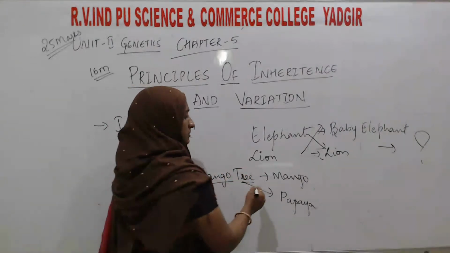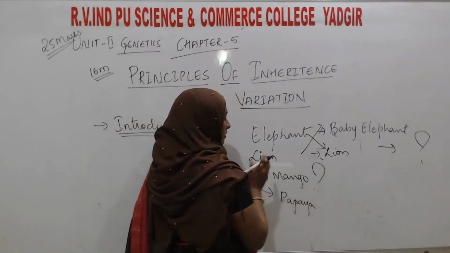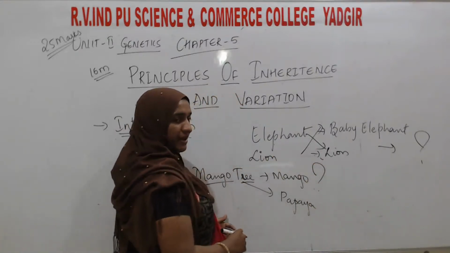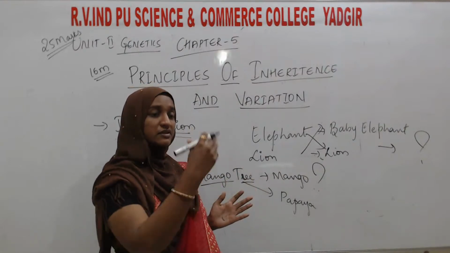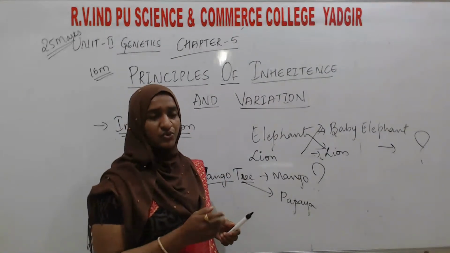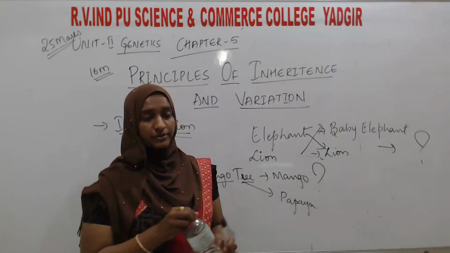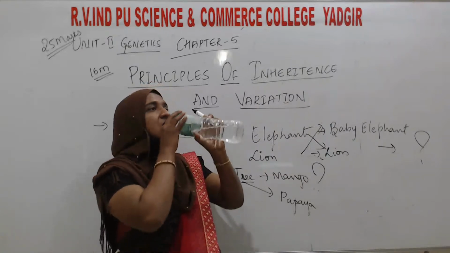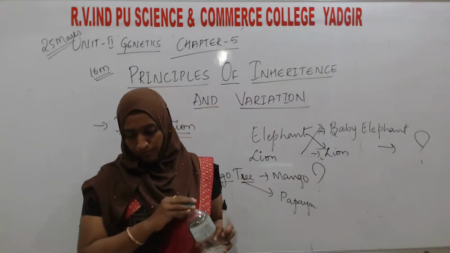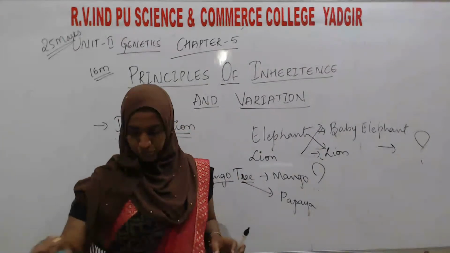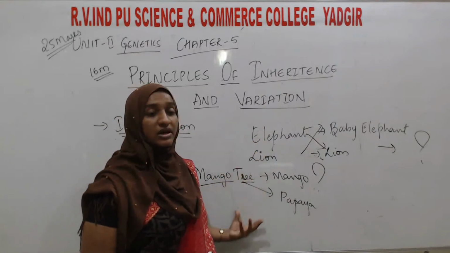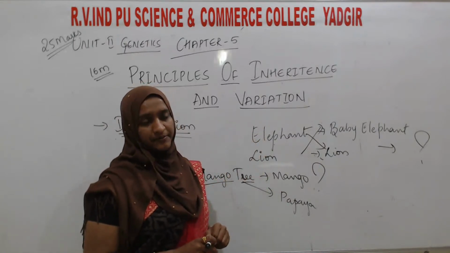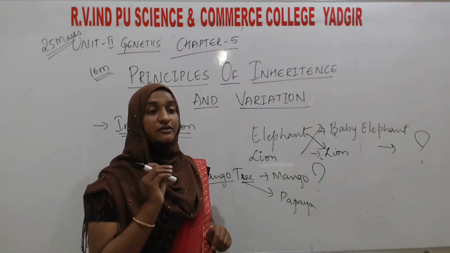This is the question. Why not the mango tree will give rise to the papaya, or why not that particular specific plant will give rise to some other fruit or some other food? Okay. Why? What is the question here? That only we have to see in this chapter. Due to the presence of genes.